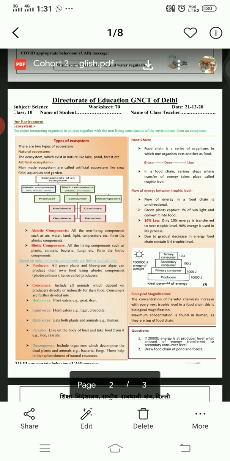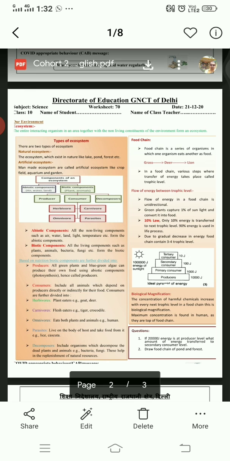Then from primary consumer to secondary consumer, only 10% will reach. So 10% of 2000 joules is 200 joules. So at the secondary consumer 200 joules will be reaching. Out of 20,000 joules, the secondary consumer will get 200 joules only.